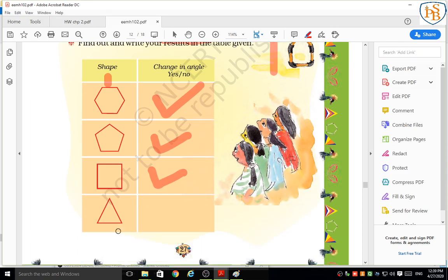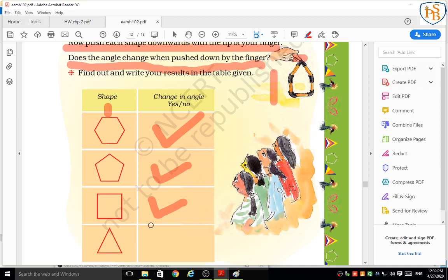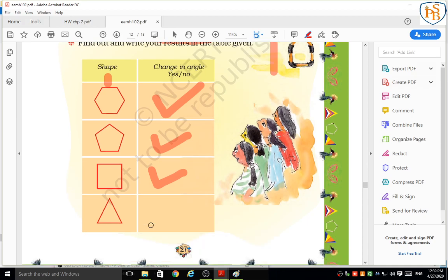And just try for this triangle. Triangle, what happened? Does the angle change? No. Correct, very good. Why is the angle not going to change? See, this shape is a triangle, correct? Having 3 corners, 3 angles over here. We have only one baseline, correct? And 3 corners. Then if you push in a downward direction, what will happen?